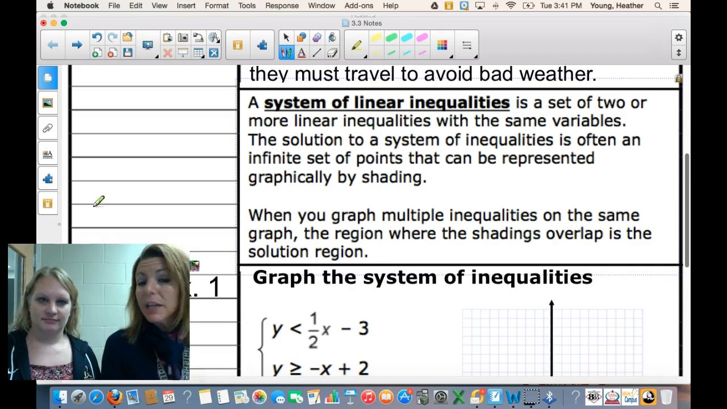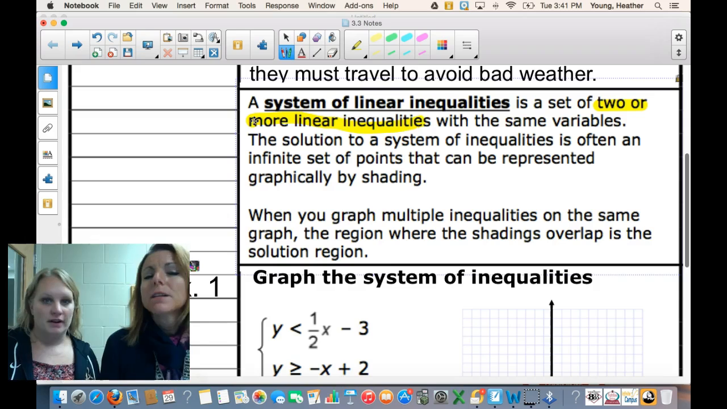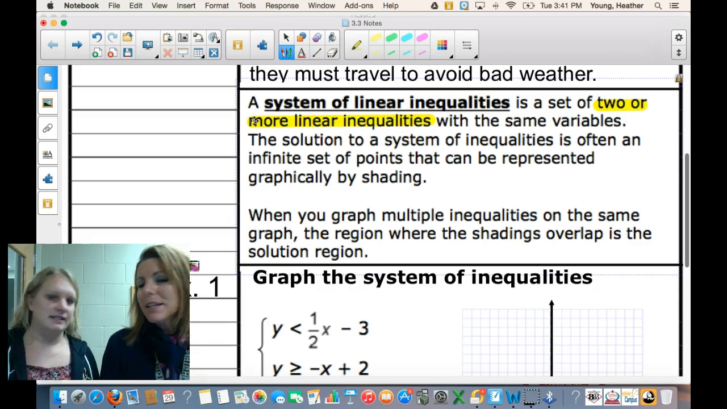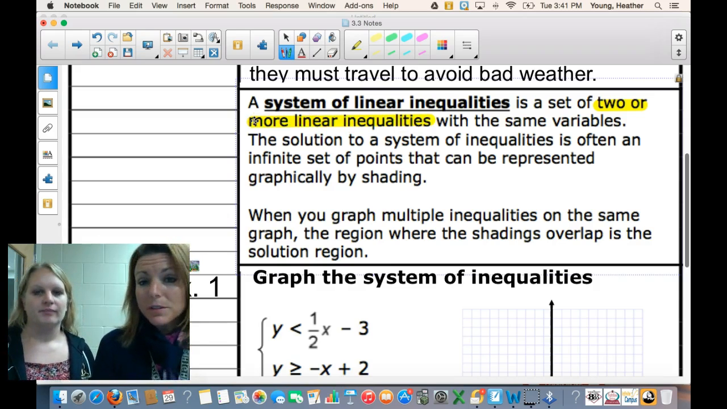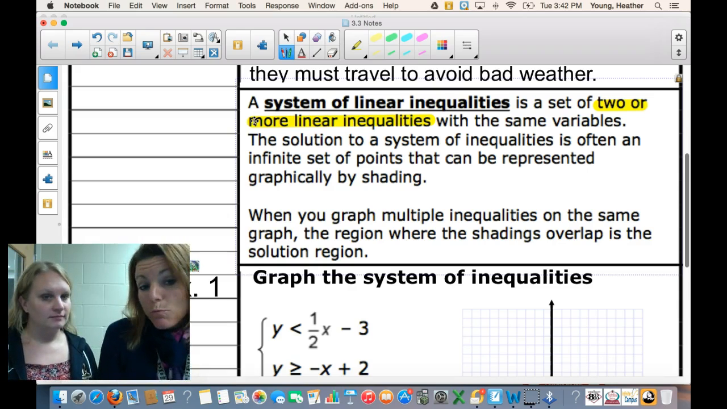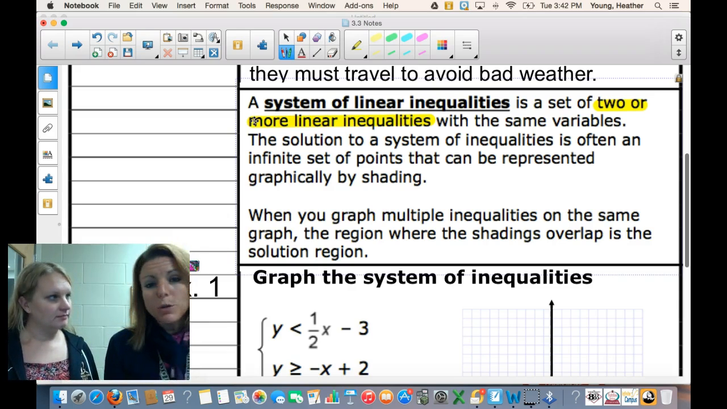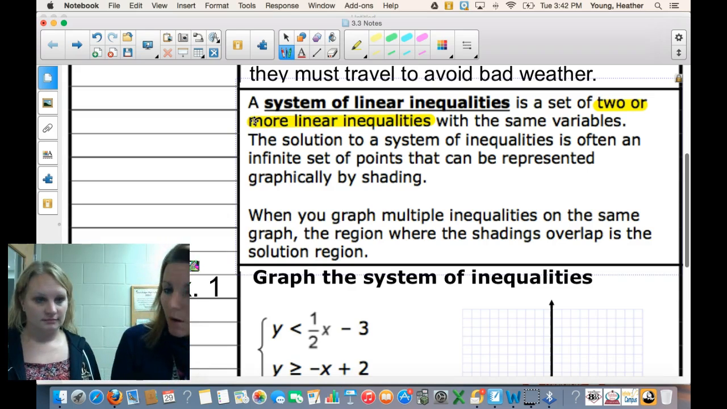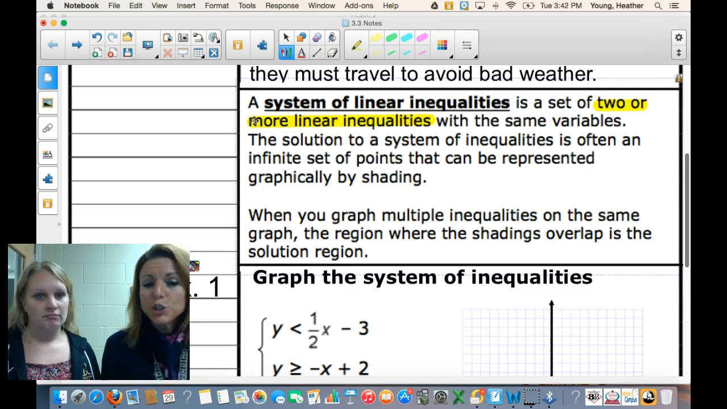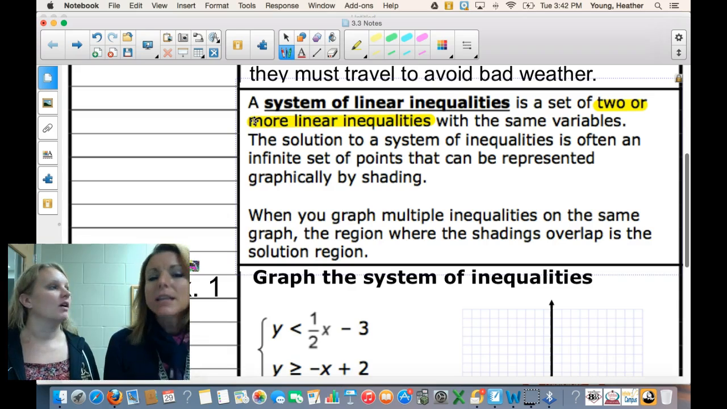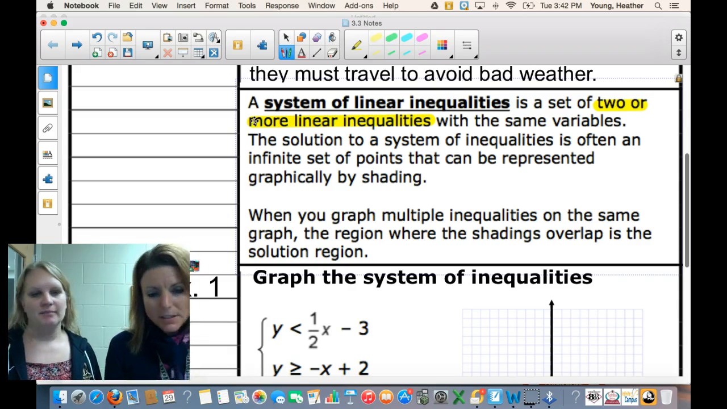A system of linear inequalities is a set of two or more linear inequalities, notice it says inequalities. So that means like a less than or greater than sign, not an equal sign, with the same variables. So what's going to happen is we're going to be drawing lines, right? We know how to do that. We're going to graph a line, and then we're going to determine, do we shade above the line? Do we shade below the line? Where the two shadings overlap is our solution, the solution region.